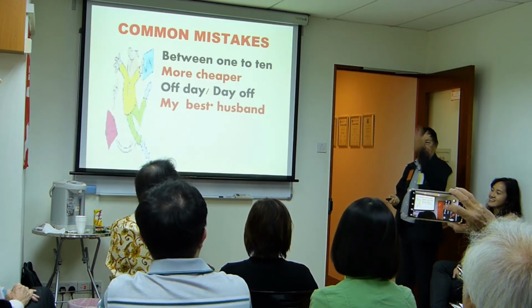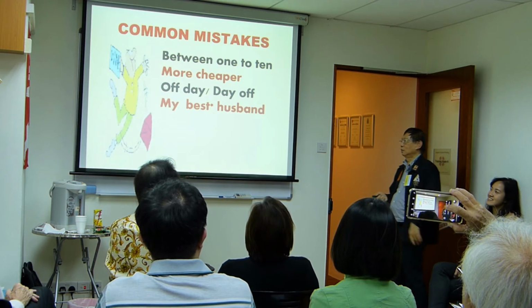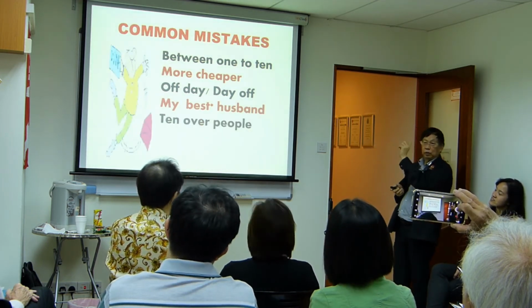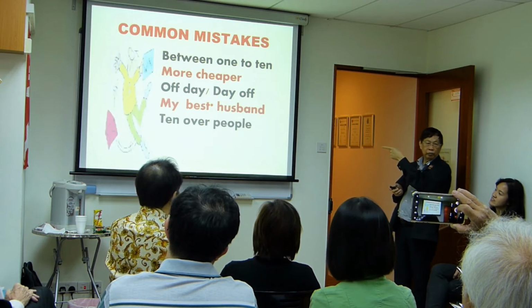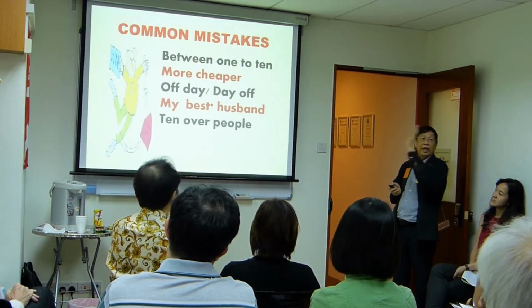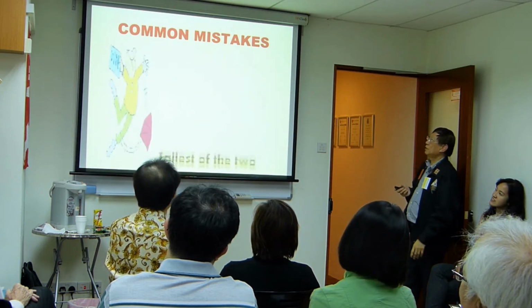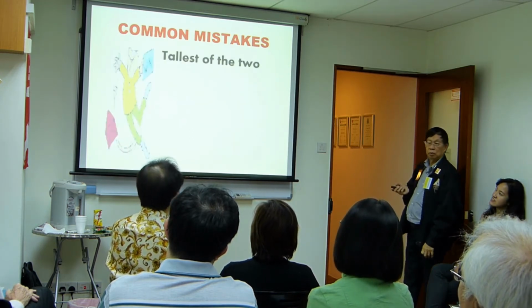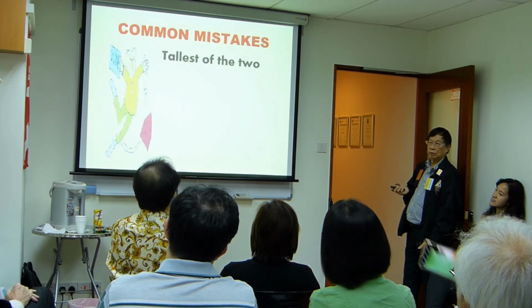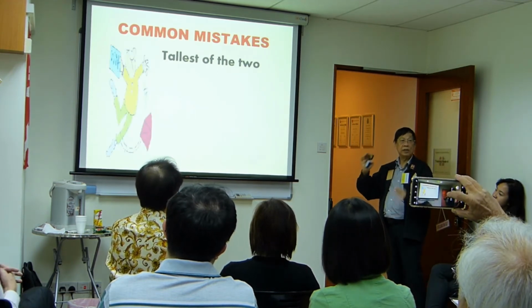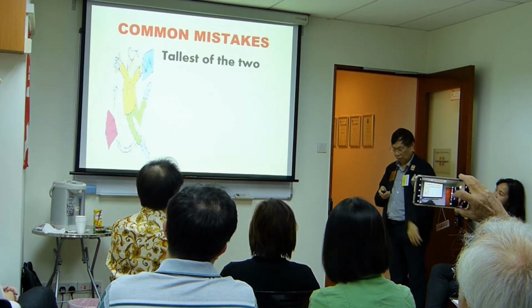But a lot of people say, this is my best boyfriend. So, yes. 10 over people, this is the greatest mistake. Even you students read this, 10 over people. Over 10. It's always over 10, it's not 10 over. Over 10. Common mistakes again, some more. Tallest of the 2? Taller. Taller of the 2. Okay? If 2, it's taller. If 3, then you can say tallest of the 3.